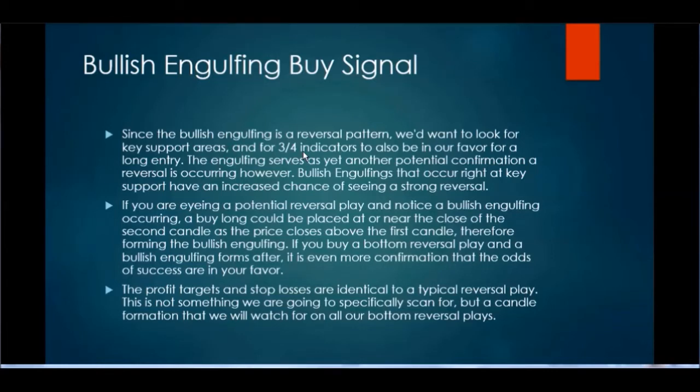So the profit targets and stop losses are identical to a typical reversal play. All right, we want to utilize a 10% stop or a key support area depending on the chart, and the profit targets are going to go chart by chart because we need to label the resistance levels, and we need to look at what would really be a key profit target. As usual, if we can get 10%, we're going to take it. But if there's a key resistance level at 7%, obviously that would be a key area to target profit-wise.